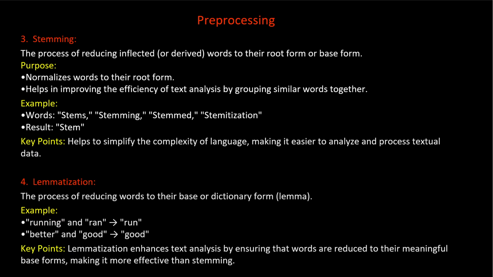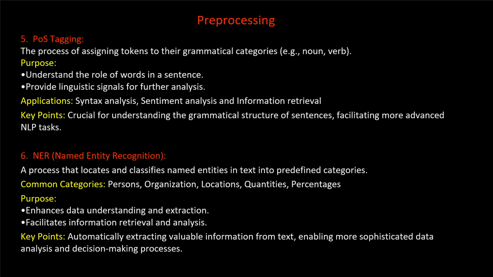Next we have stemming and lemmatization, which reduce words to their base or root forms. For instance, running and runner could both be reduced to run. This helps simplify the data without losing the meaning. We also perform part-of-speech tagging, where each word is labeled as a noun, verb, adjective, etc. based on its function in the sentence.